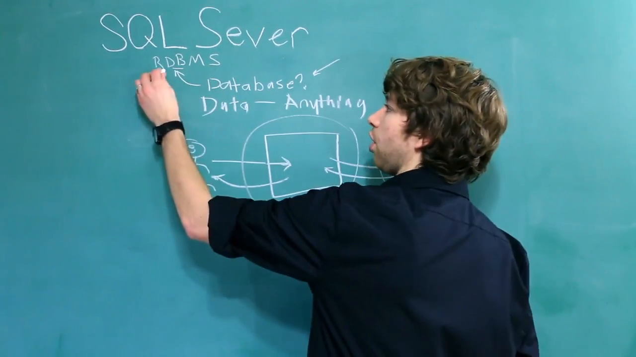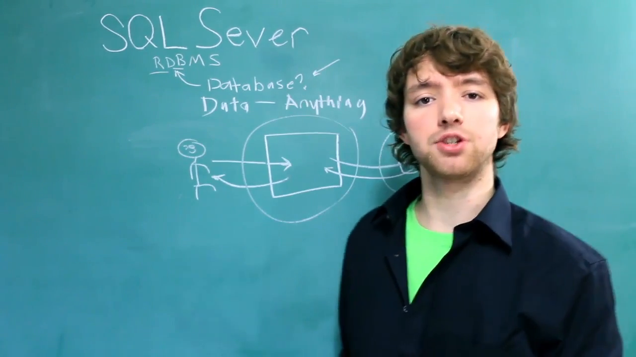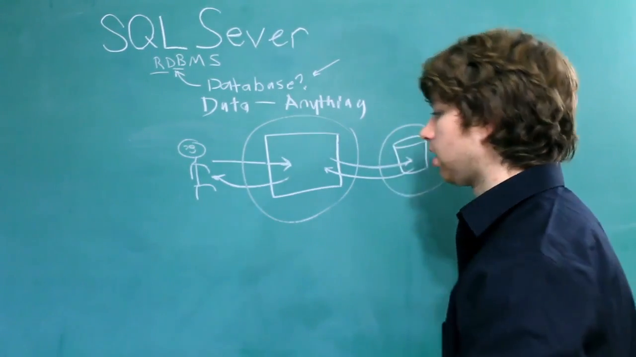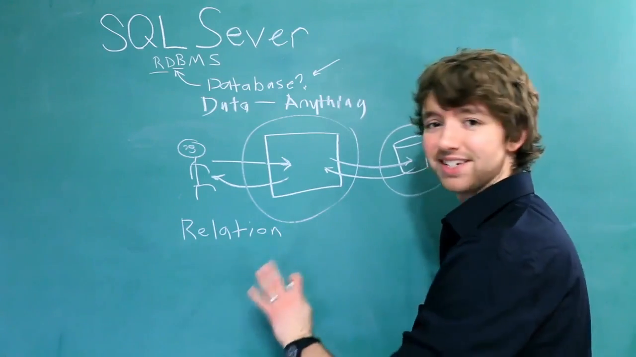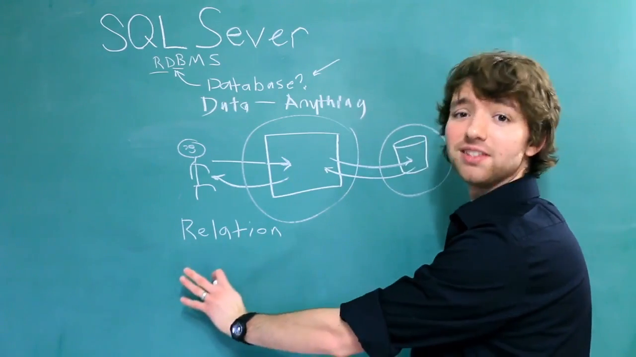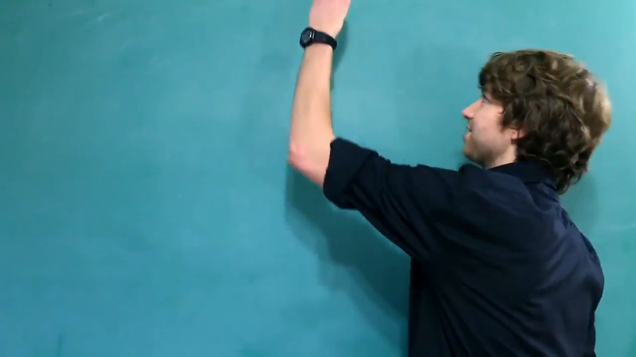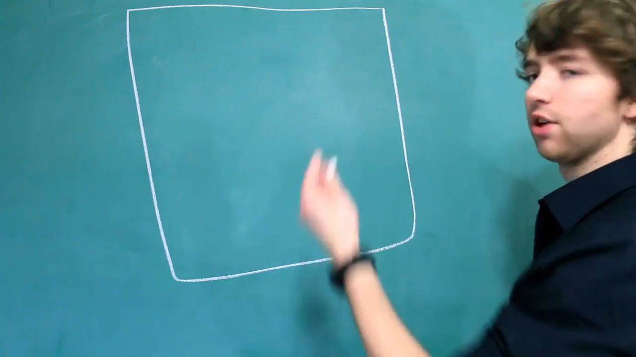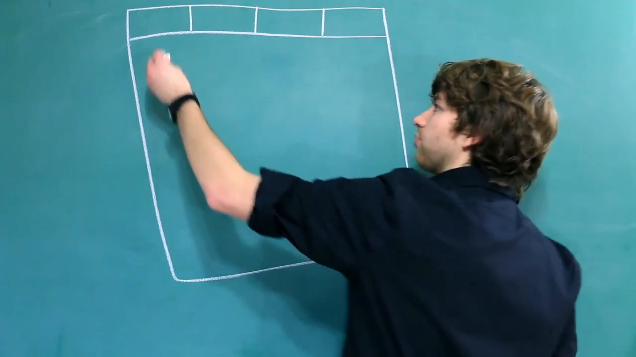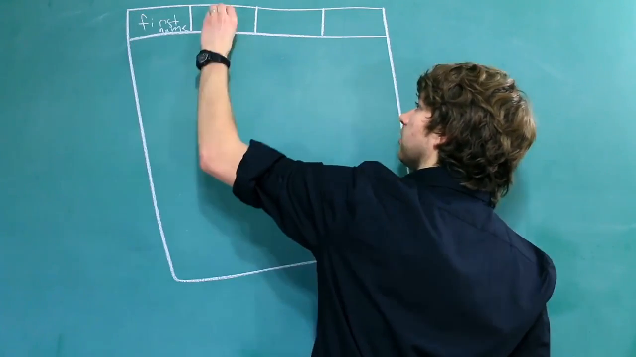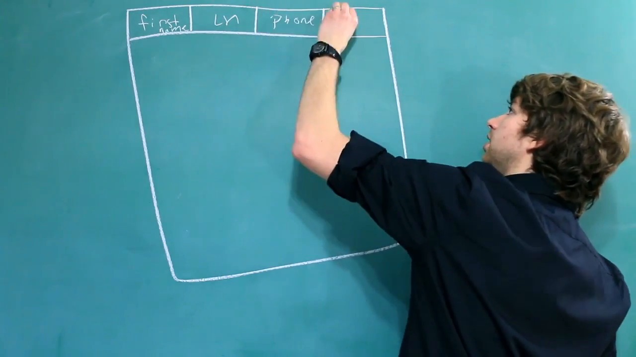But what does the R mean? That means relational. What does that mean? Well, a relation is basically a fancy word that means table. Quite fancy. So a table is drawn as a square, and then we have columns listed across this way. And we'll often give column headers. So for example, we could say first name, last name, phone, email.